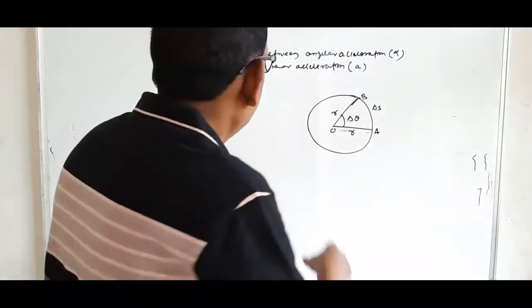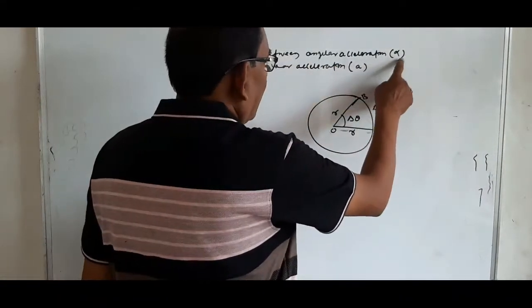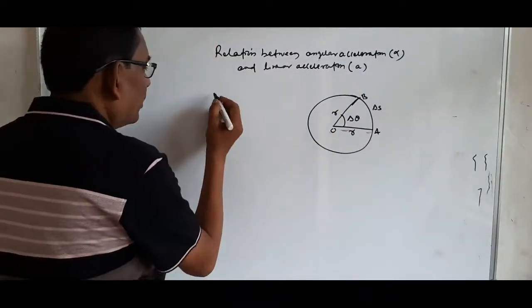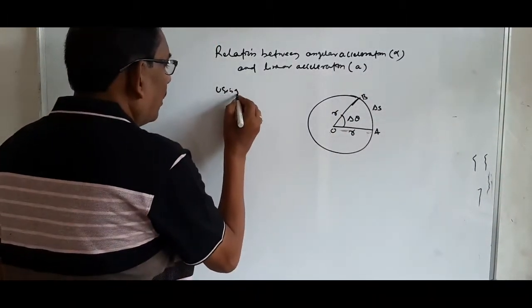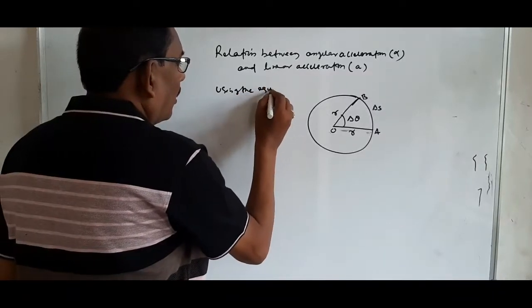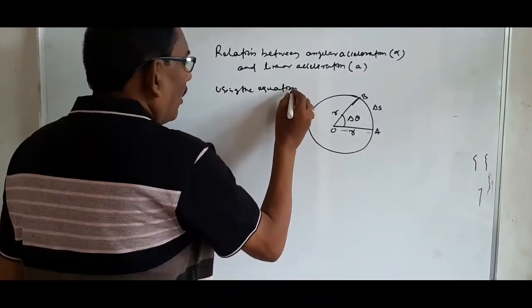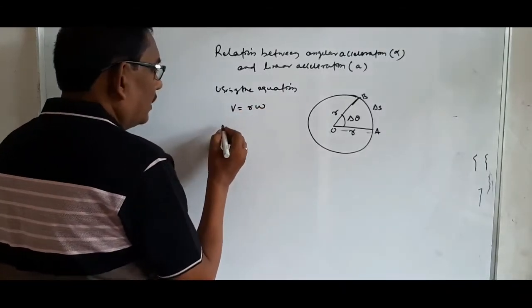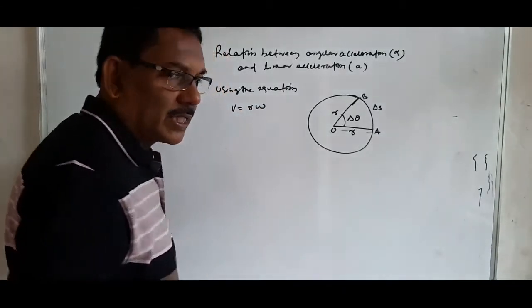Relation between the angular acceleration alpha and linear acceleration a. Using the equation v equals R omega, now differentiating this equation with respect to time.